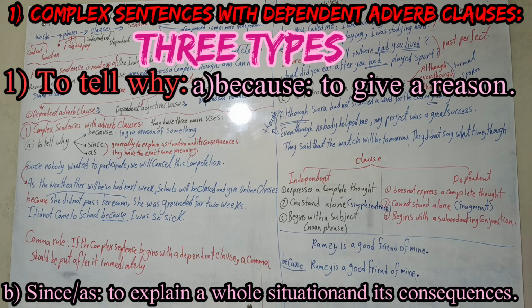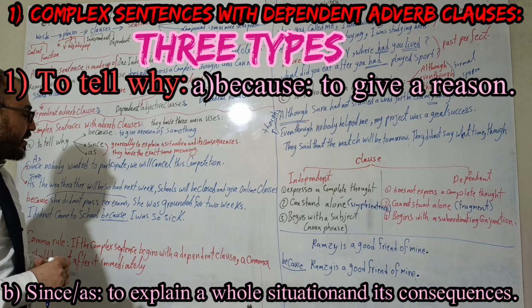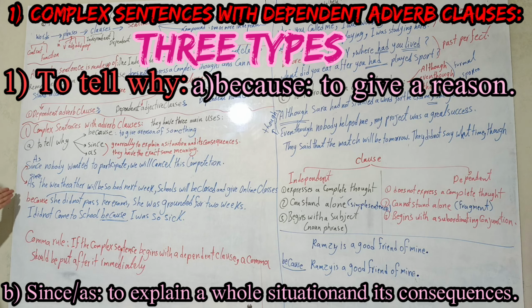Again, my friends, here we are explaining a situation and the consequences of that situation, while here we're only giving a reason for something. I didn't come to school because I was sick. Here, I am giving a reason for something that happened. Again, my friends, to understand more, you can always use the book Grammar in Use, which is going to explain the difference for you clearly and better.